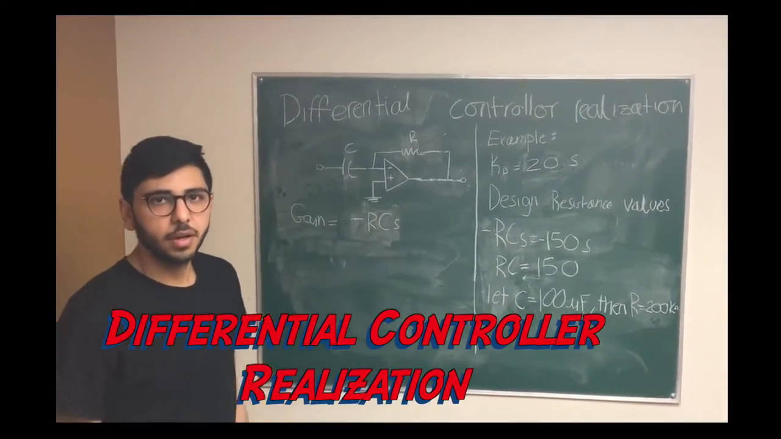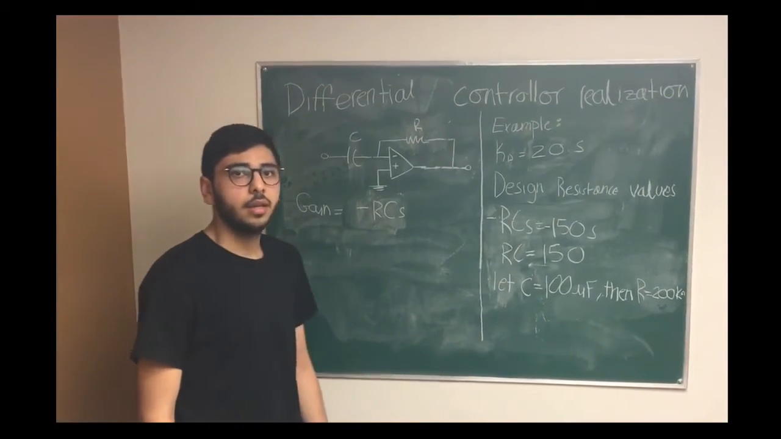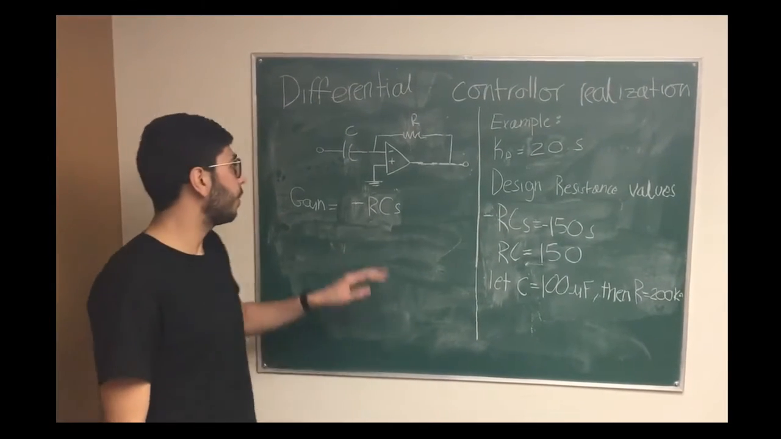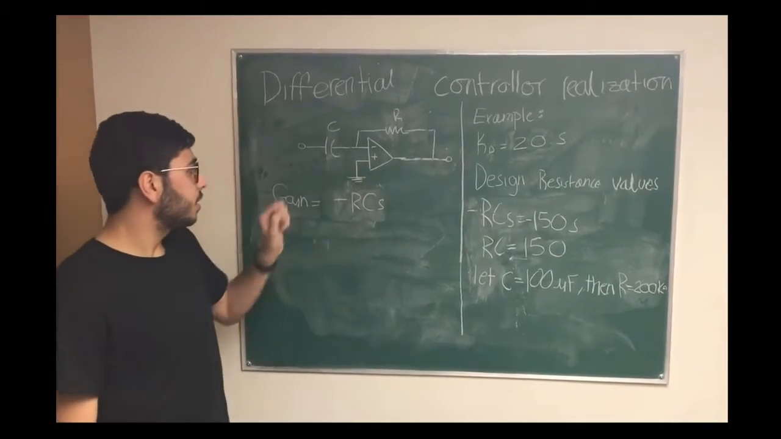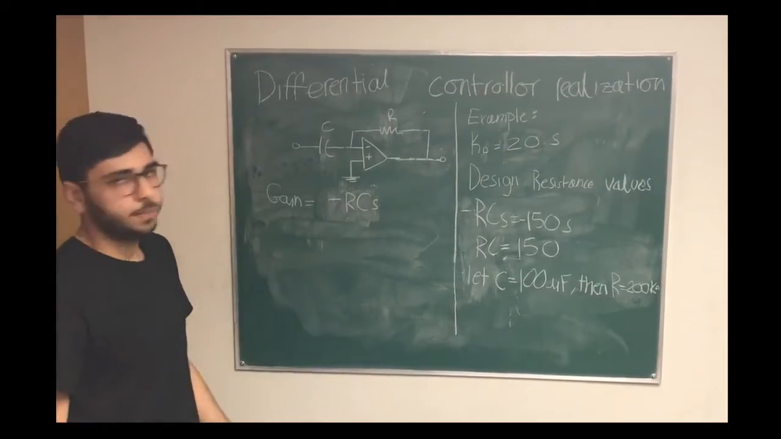For the last part of the PID controller, we're going to be designing the differential controller. We're going to be using the same inverting op-amp, but this time we're going to have the capacitor on this side while the resistance is up there. Using this setup gives us this gain formula, negative Rc S.